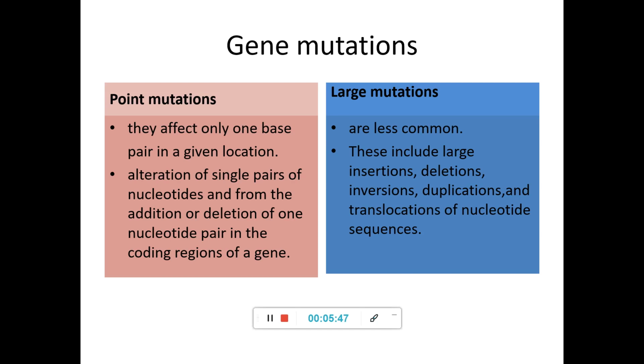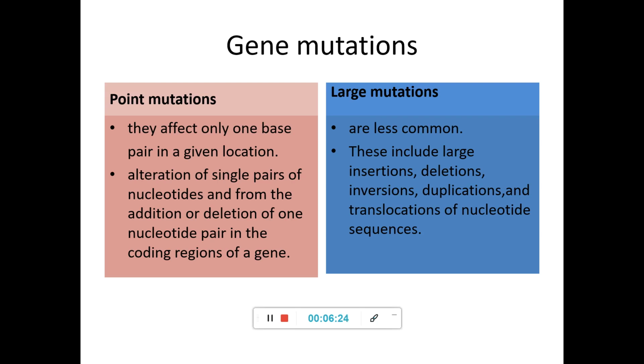Gene mutations can either lead to point mutations, or they can be referred to as large mutations. Point mutations usually affect only one base pair in a given location, and the alteration of a single pair of nucleotides mainly occurs by the addition or deletion of one nucleotide pair in the coding region of a gene. Whereas large mutations are less common, and they mainly include large insertions, deletions, inversions, duplications, and translocations of a nucleotide sequence.